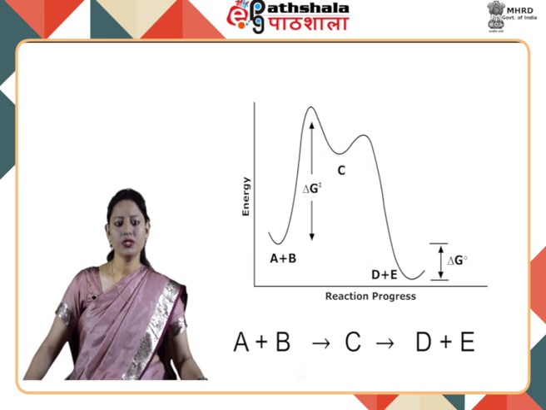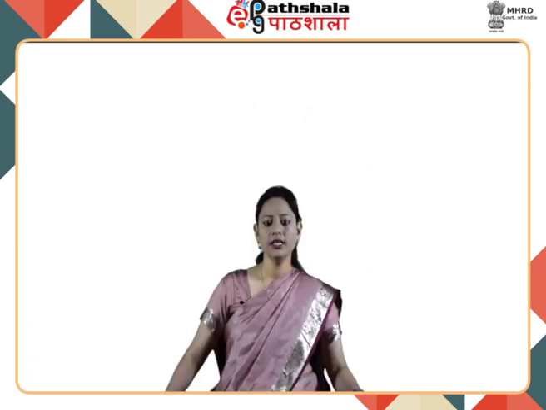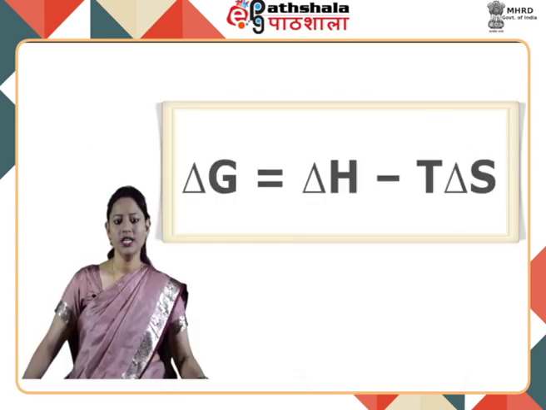For a reaction to take place spontaneously, the free energy of the products must be lower than the free energy of the reactants. That is, delta G must be negative. The Gibbs standard free energy change delta G has an enthalpy component and an entropy component, which are related by the equation delta G equals delta H minus T delta S.